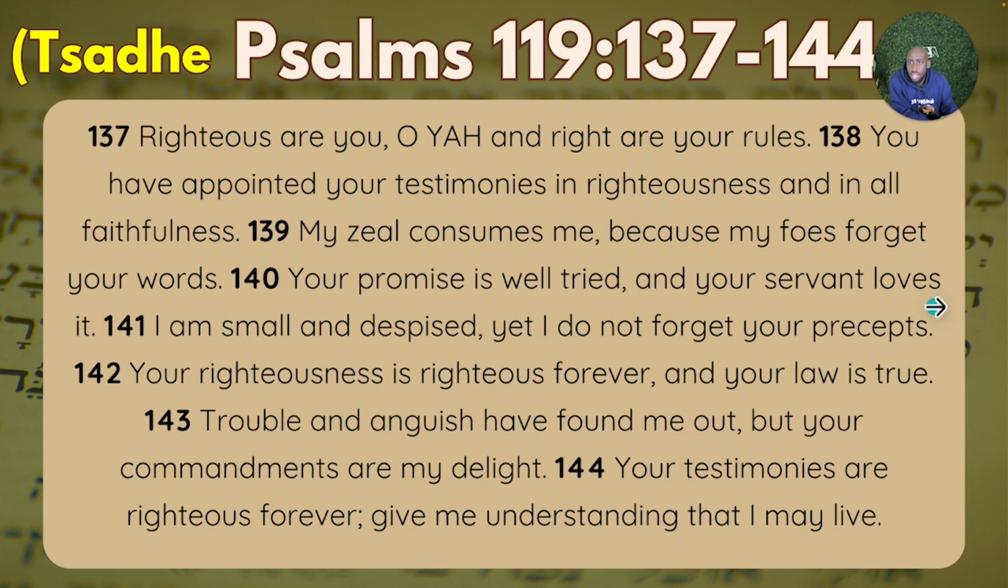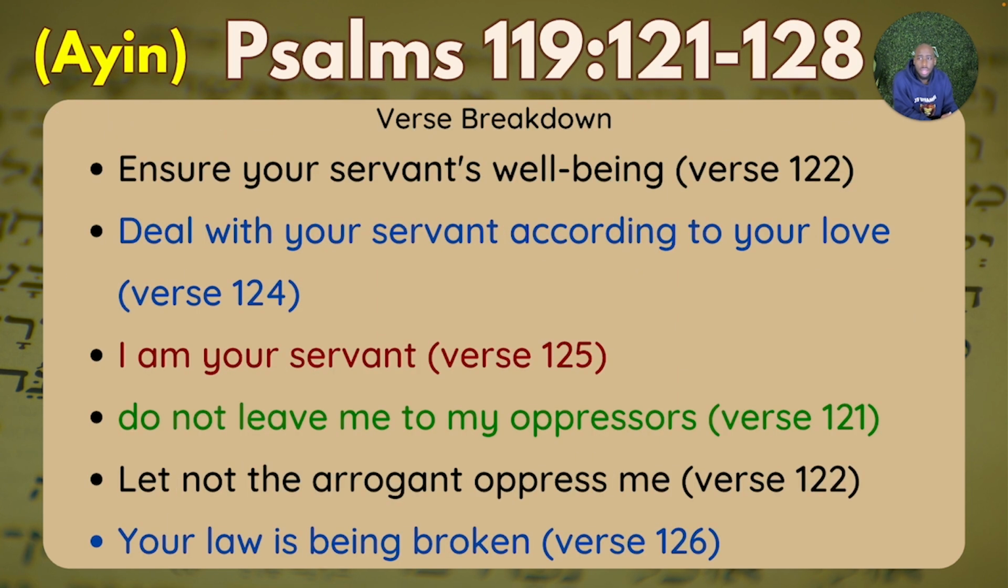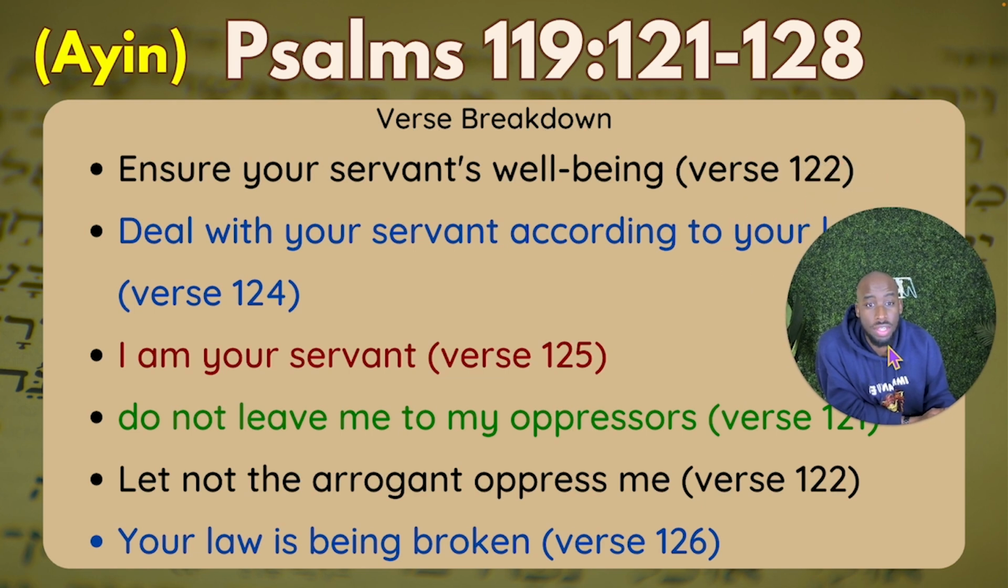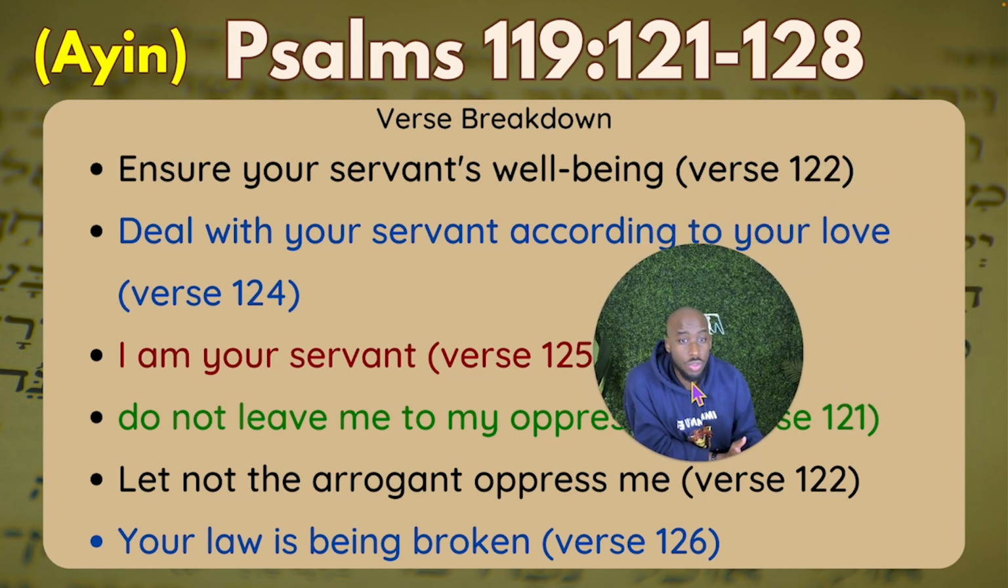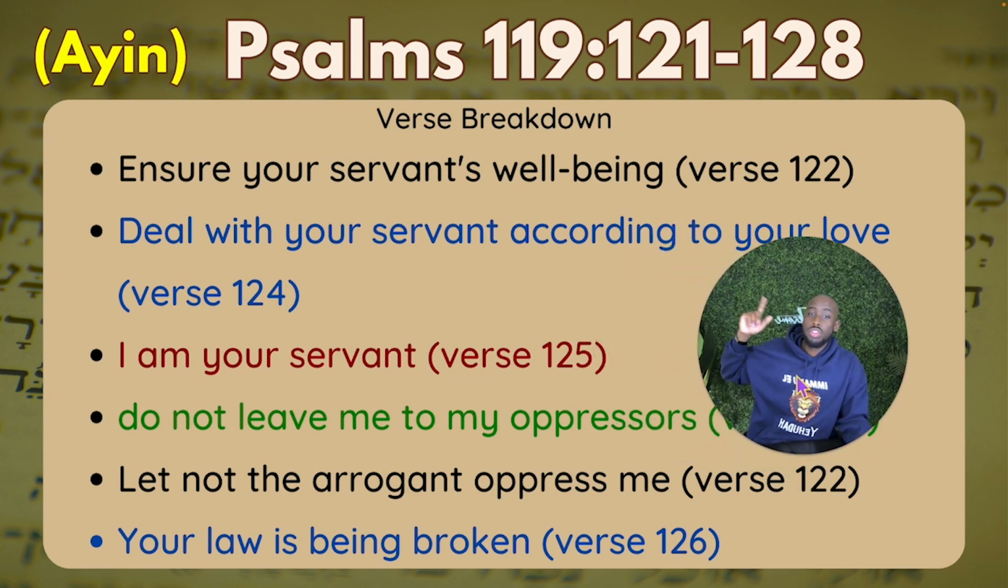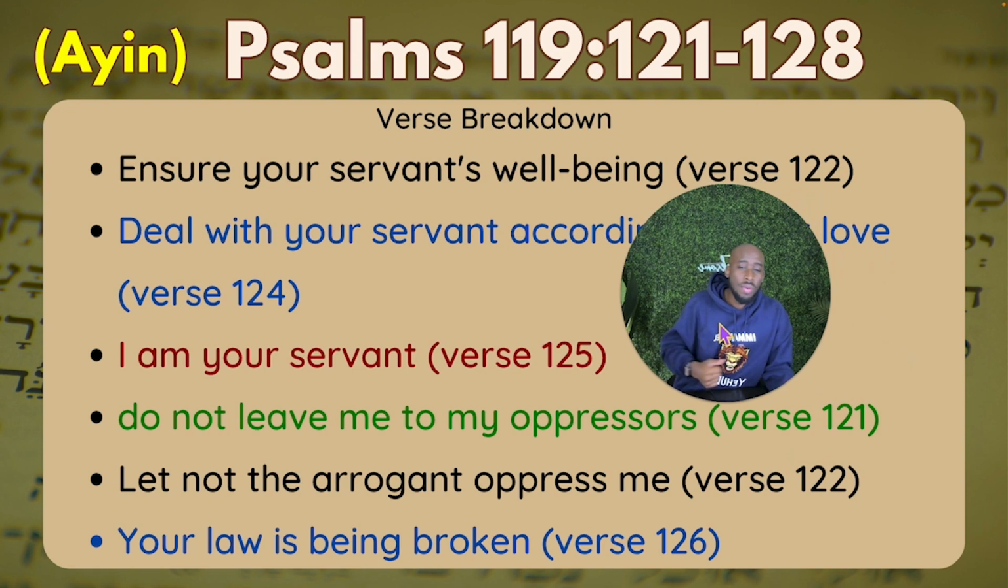Oh, we have Sadi in here. We just needed Ayin. But okay, now let's take a highlight of Ayin right here. This is just some verse breakdown, some highlights and some observations that we can grab from this scripture, right? Verse 122, he says, ensure your servant's well-being. That's what David is asking of Yah. Verse 124, deal with your servant according to your love, right? Oh, that right there is beautiful. A great model of unconditional love, not just in the Brit Hadashah, the New Testament, but also in the Tanakh, the Old Testament, in Psalms, which is huge.